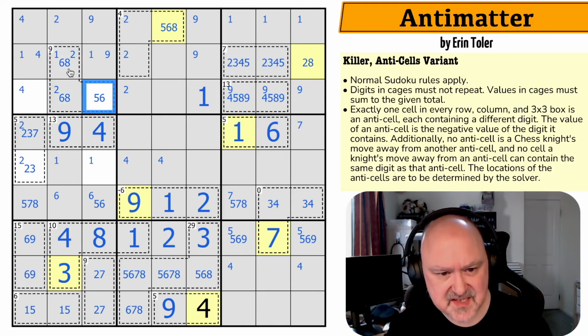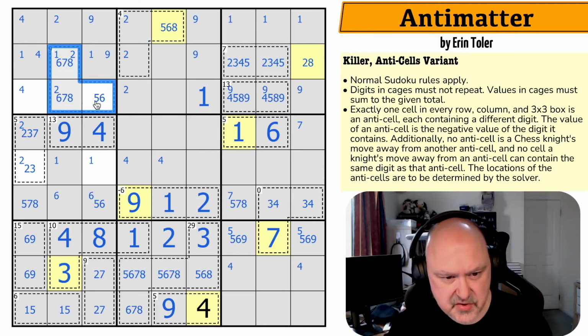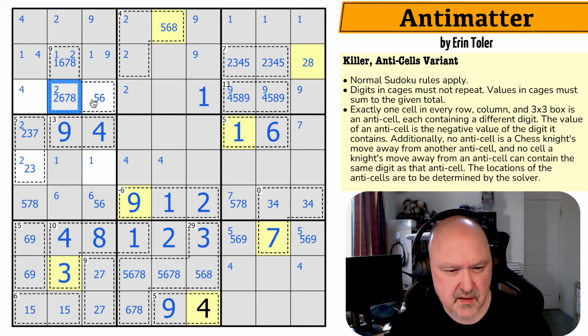So these would be 8, 6. If this is a 6, these sum to 15, which would be 7, 8. Either way, there'd be an 8 in here. And this would be a 2. If this isn't an anti-cell, then this cage could be 126. Because the 1 would have to go here, the 2 would have to go here. So this would have to be a 1, with 2, 6, 1, 3, 5, or 2, 3, 4. So either way, this is a 5 or a 6.